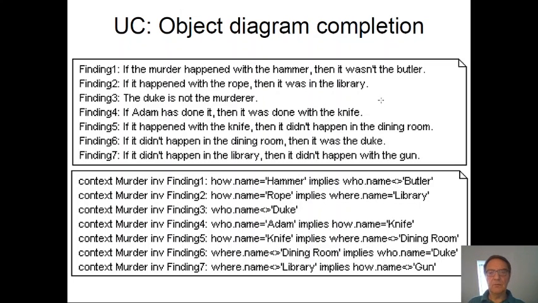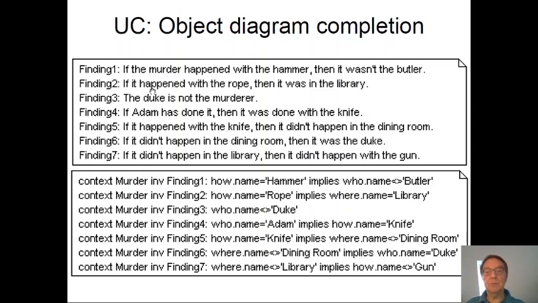Well, let us consider the first 3 findings here. Finding number 1 says, if the murder happened with a hammer, then it wasn't the butler. If the murder happened with a rope, then it was in the library. And the third finding says, the Duke is not the murderer. And there are 4 other findings which are stated over here. You may look at them, you may read them in detail. What I have done here in the lower part, I have represented these verbal explanations in a formal way as OCL invariants.